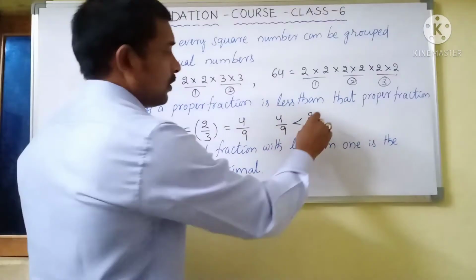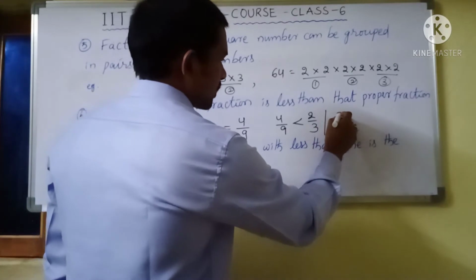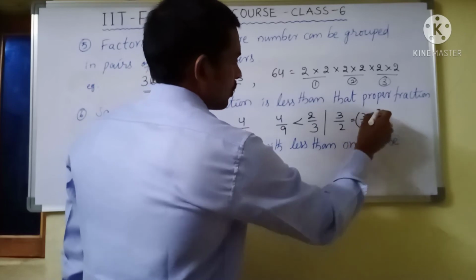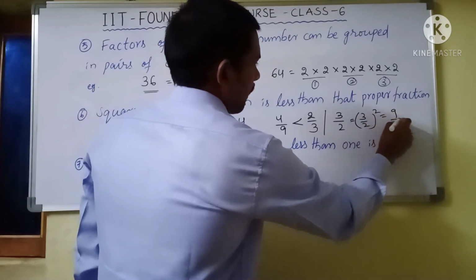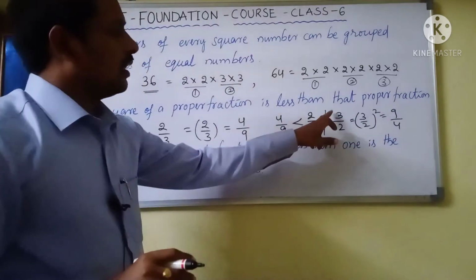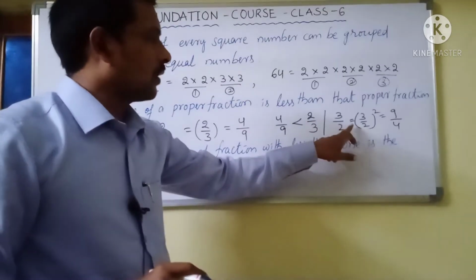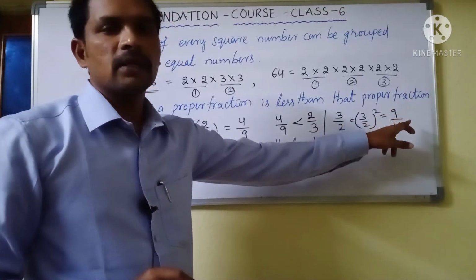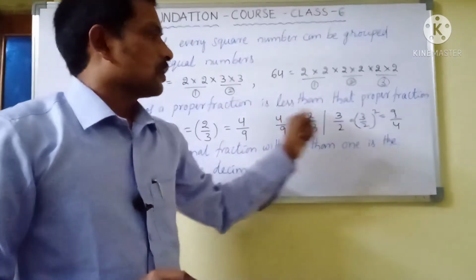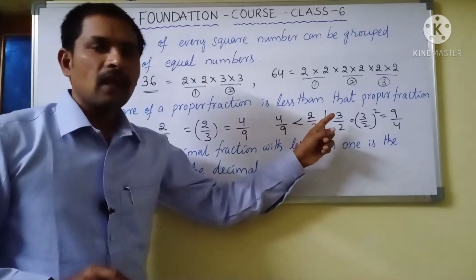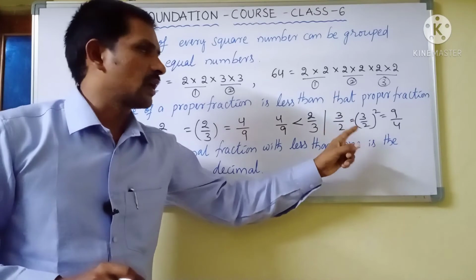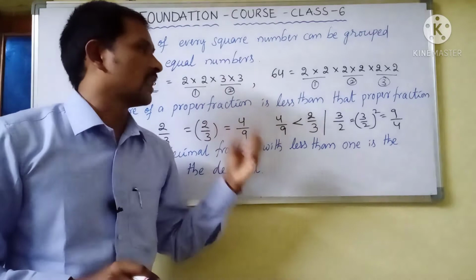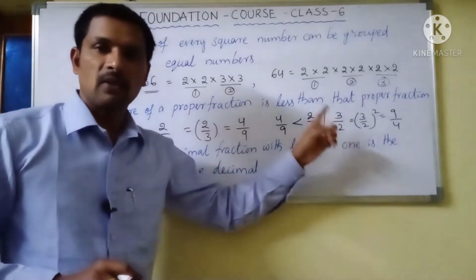Okay, suppose we take the square of an improper fraction, that is 3 by 2. If you find the square of 3 by 2, this is 9 by 4. Here the 3 by 2 value is almost 1.5, but the 9 by 4 value is 2.2 something. So that means the square of an improper fraction is always greater than the given fraction value.